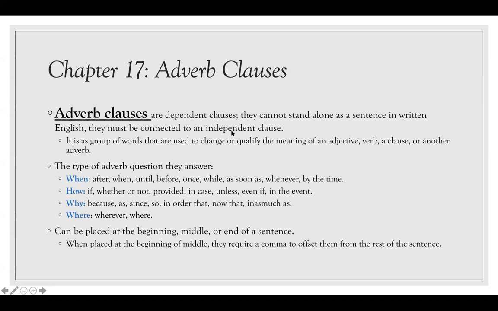Or why. So again, it's qualifying or changing the meaning. It's giving a description of why: because, as, since, so, in order that, now that, inasmuch as. And where: wherever, where.